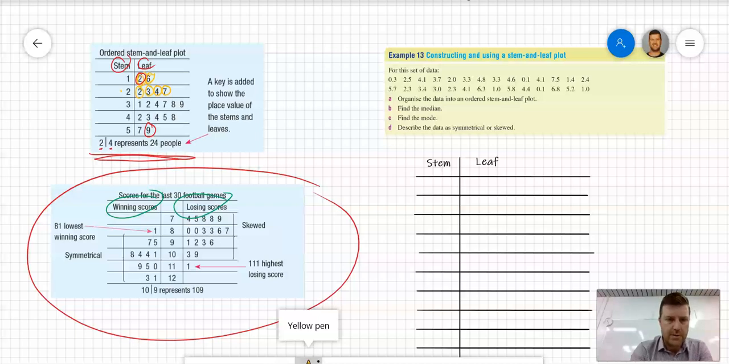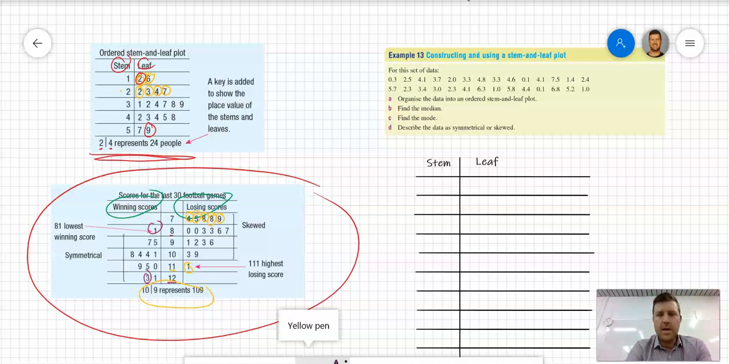So the lowest losing score, for example, is 74. Again, I'm looking at my key, which tells me how to read it. 75, 78, 78, 79. My highest losing score is 111. If I'm looking at my winning scores, my lowest winning score is 81. My highest winning score is 123.